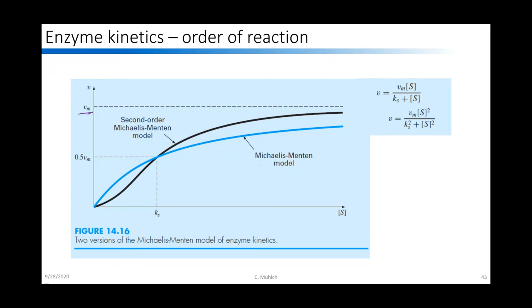And I can do this for my first order Michaelis-Menten model, and I can write out a second order Michaelis-Menten model. In the second order case, I have this squared term up at the top. They're both going to have the same value at this point of that half saturation constant. So they're both going to reach half the maximum velocity at this Ks value.